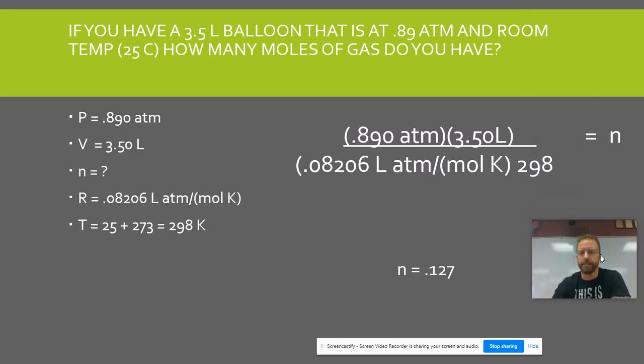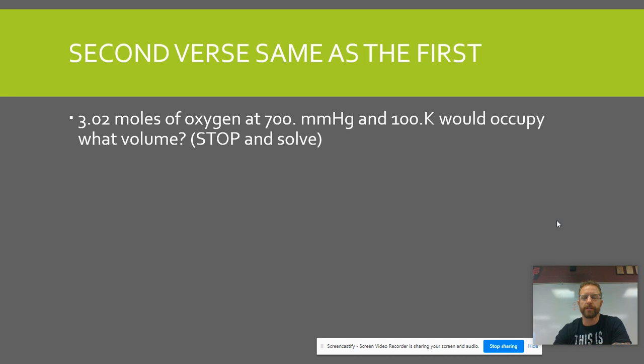All right, so let's look at another sample problem here. This one, why don't you try and solve it before you move on. So we'll read the question. 3.02 moles of oxygen at 700 millimeters of mercury and 100 Kelvin will occupy what volume? I would recommend you hit pause right now and try to solve this on your own, or at least get a step ahead of me. Make your list, and then I'm going to do that here in a second.